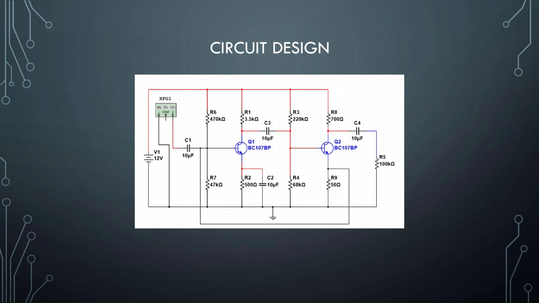For the feedback network in the current series negative feedback configuration, a portion of the collector current is delivered back to the input side of the amplifier. This feedback current is obtained by passing the collector current through a resistor connected between the collector and the base terminal. The resistor value determines the amount of feedback current.